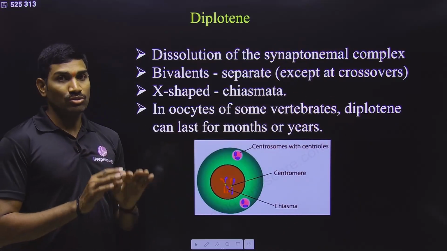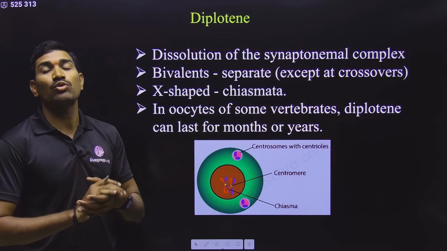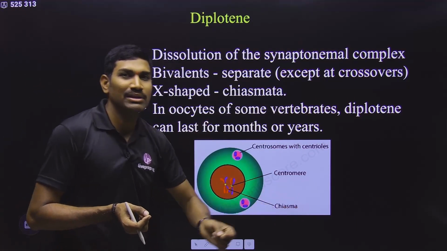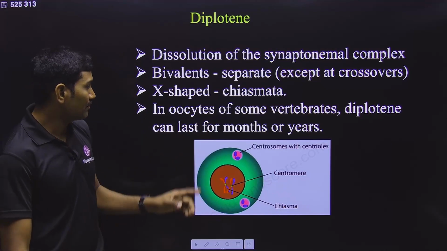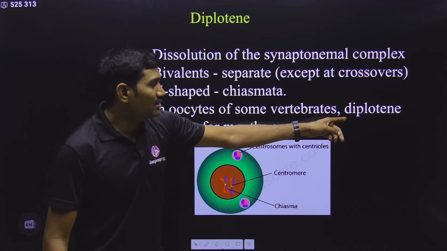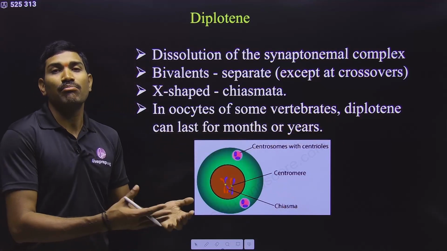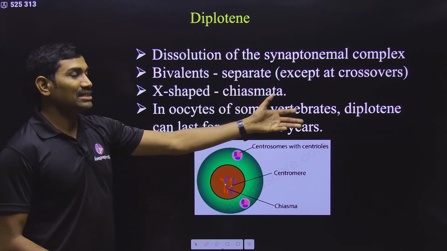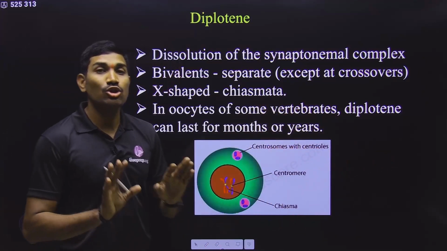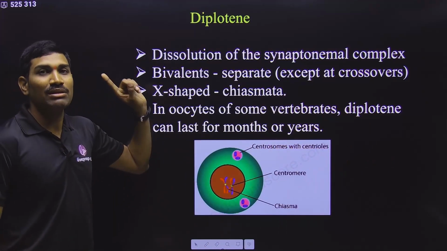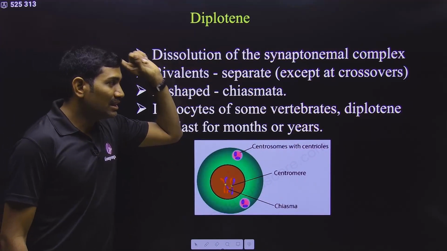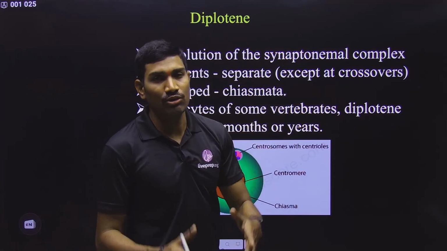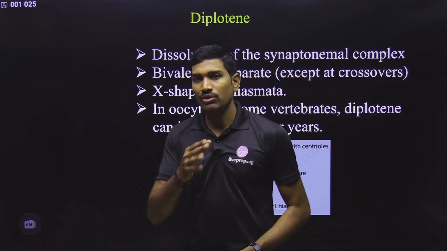Though the chapter is very simple, it has so many interlinking concepts. So that's why I am telling you that the lecture length may be a little bit extended, but observe each and every point carefully. In the oocytes of some vertebrates, diplotene can last for some months or years based on the organism. And this sentence is applicable even for human. That's why in the case of human, the oogenesis process begins in the fetal stage. Already the human reproduction chapter is completed, so that's why you can understand this.